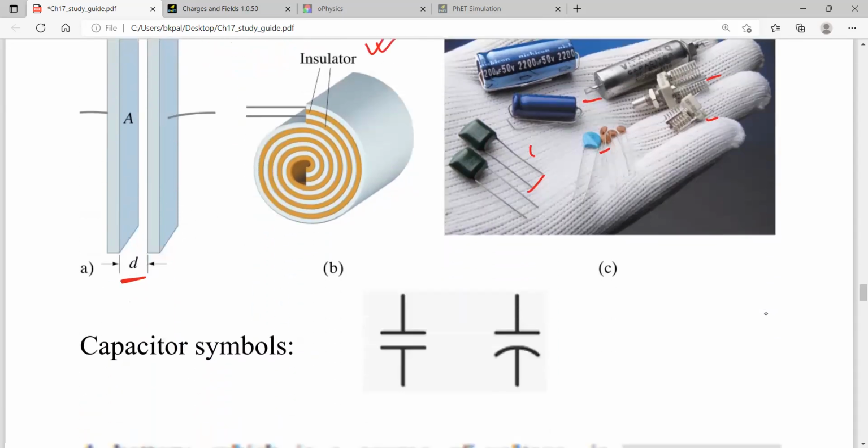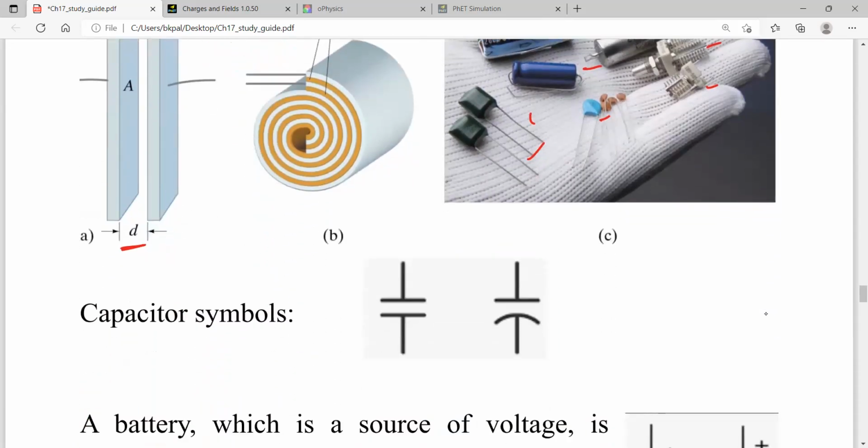The capacitor symbols are either these or these. Because we are mainly dealing with the parallel plate capacitor, you will be using this symbol, two parallel lines, to represent a capacitor. Sometimes one parallel line and one curved line is also used to represent a capacitor.